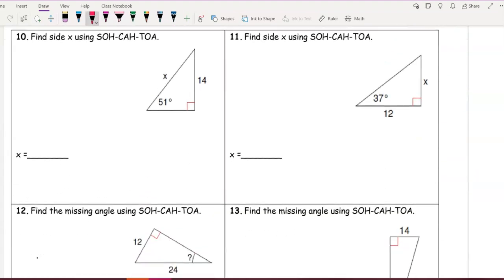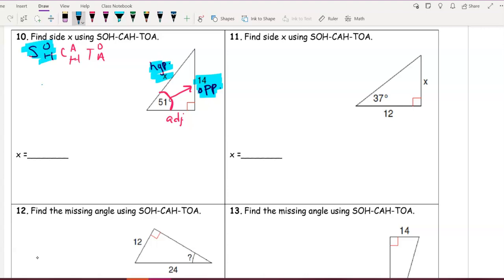Number 10, find x using SOHCAHTOA. All right, well, if we remember SOHCAHTOA, here we need to identify, this is the angle in question, this is the opposite, this is the adjacent, and this is the hypotenuse. So in this triangle, the only ones that have a number are opposite and hypotenuse. Which one, SOH, CAH, or TOA, has opposite and hypotenuse?